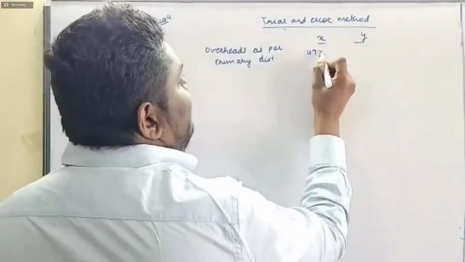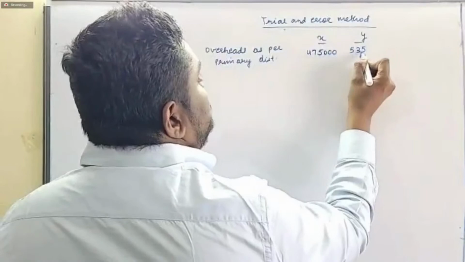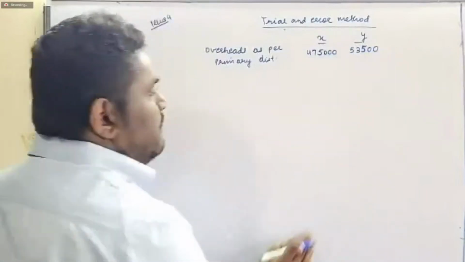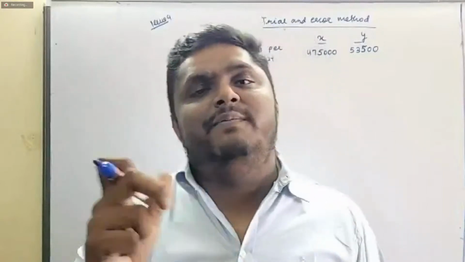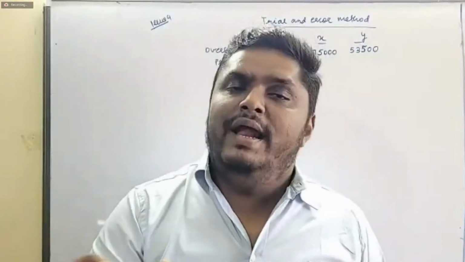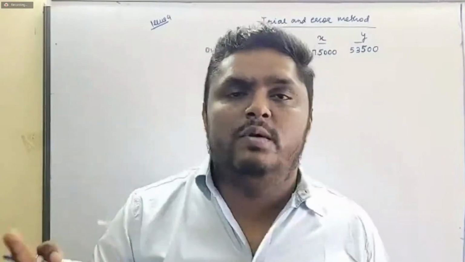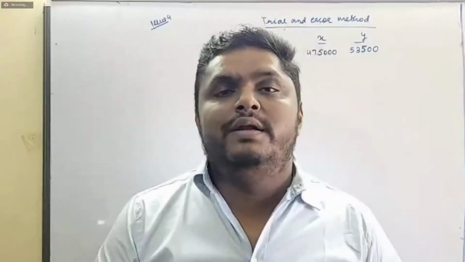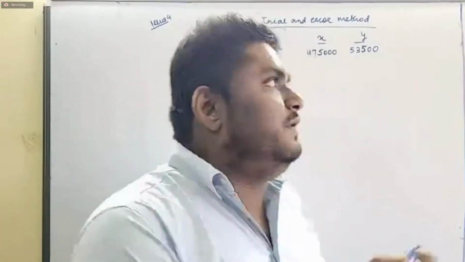Let's say 4,75,000 and 5,35,000. Now let's distribute the overheads of X department to Y and Y to X. And this is how, when the amount is up to 2-digit or 3-digit, we will stop this. And this is how we will calculate the total overheads of X and Y. So let's apportion the overheads of X first.